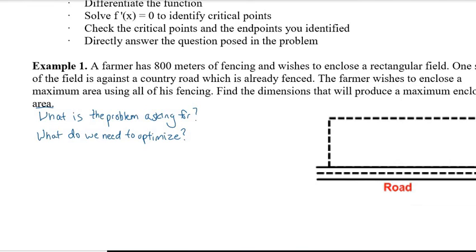So in this one, it says find the dimensions. That seems like what's asking us to solve for. So we're going to find the length and the width of this field. But it's not what we're optimizing.